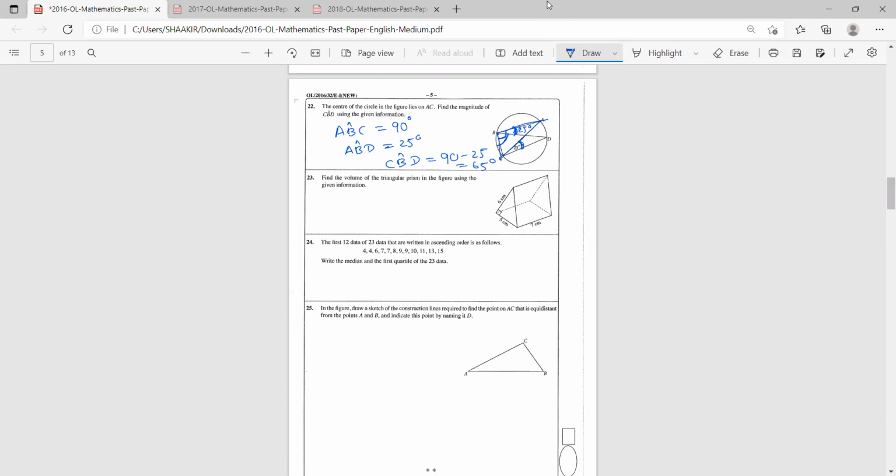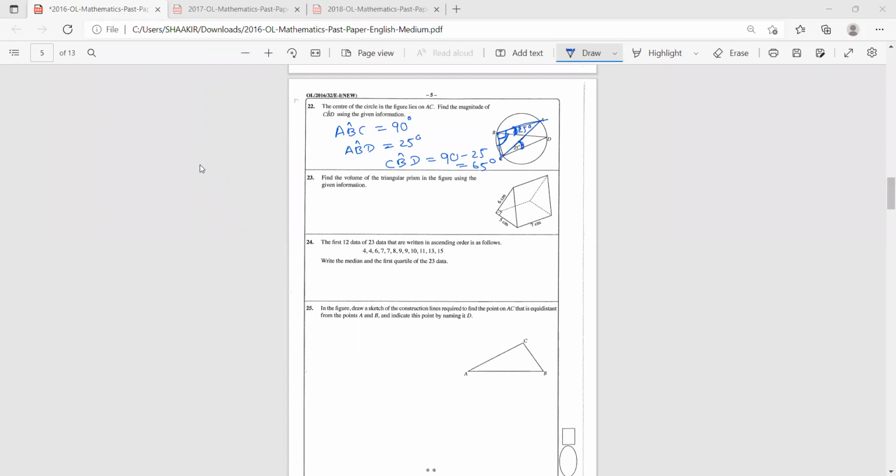Any doubts, children? The thing is, when you are finding the magnitude, you should know all the theorems you have studied in grade 10 and 11. If you don't know the theorems very clearly, then these questions will be difficult, because finding the magnitude means you should know all the theorems. If you know the theorems, you can easily tackle those questions. Because I know that angle in a semicircle is a right angle, and angles in the same segment are equal, I can do this question. If I didn't know these theorems, I wouldn't be able to.